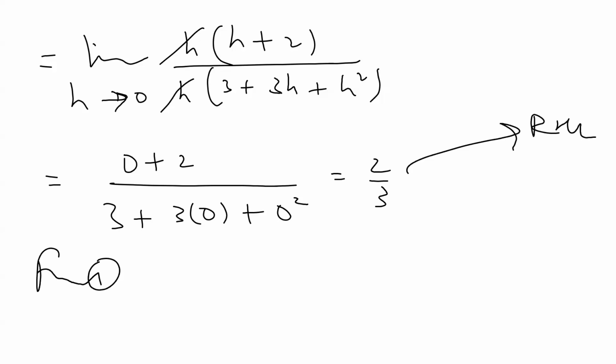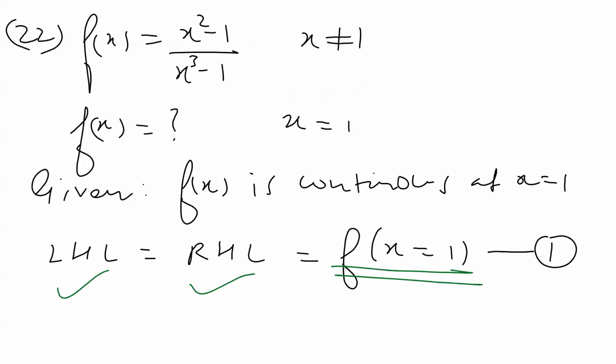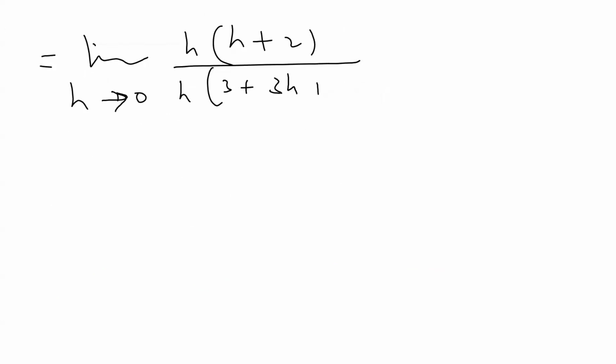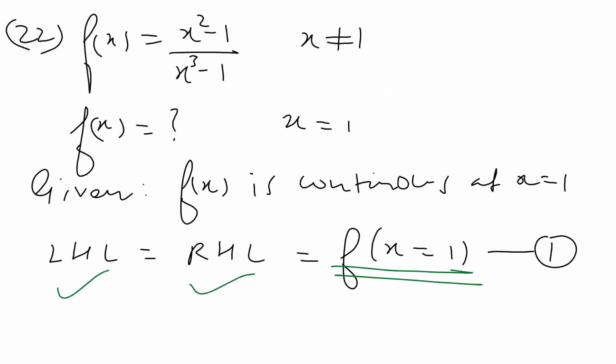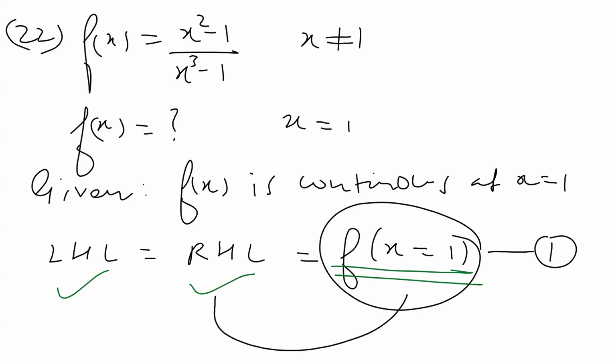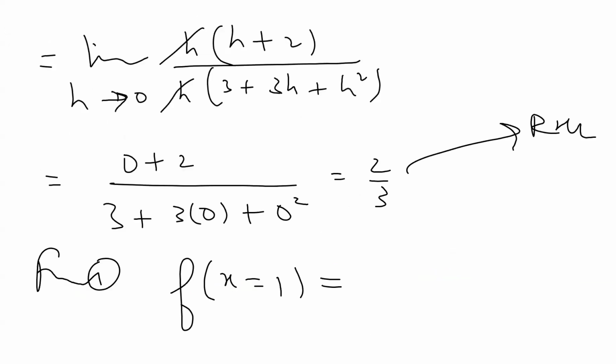So f of x at 1 will be nothing but any one of the values. RHL we have solved, which is 2 by 3. By LHL also you'll get 2 by 3 only for this problem. The simple reason is the function is continuous at x equal to 1. Okay, let's go to question number 23.